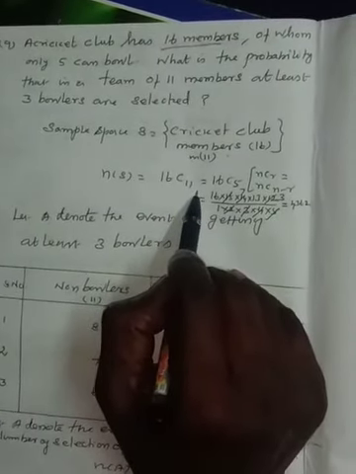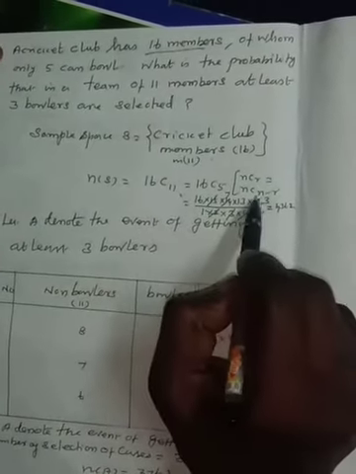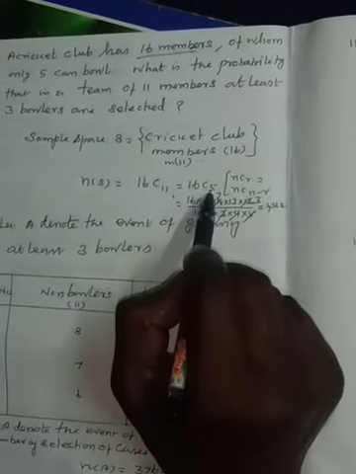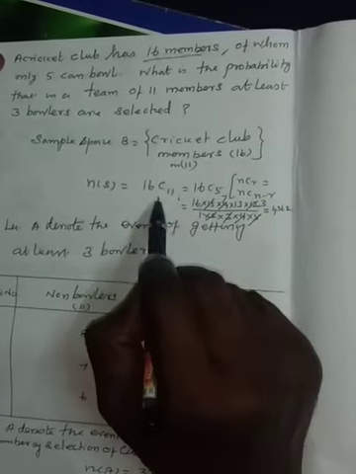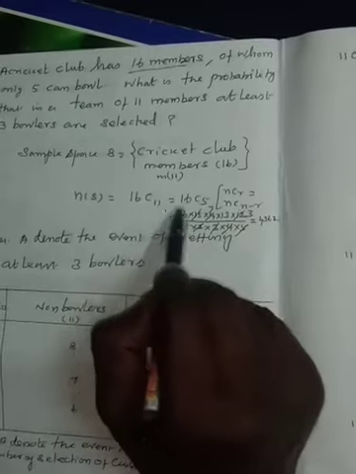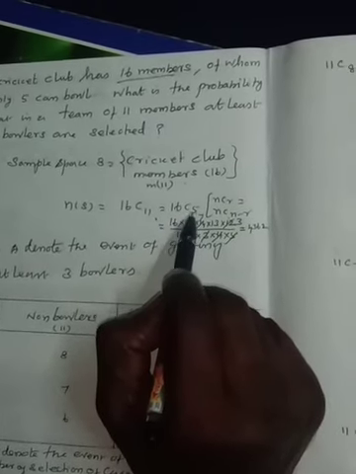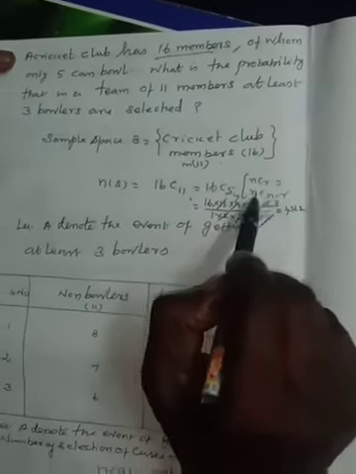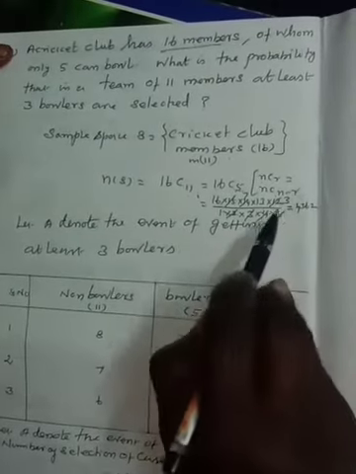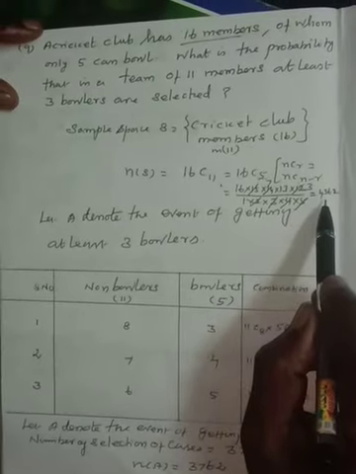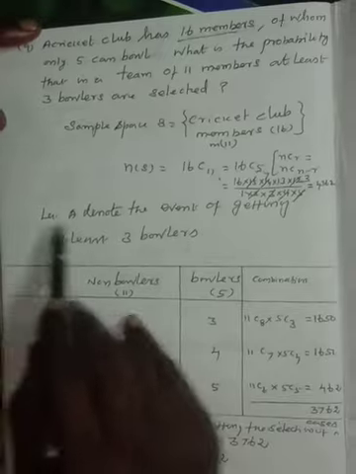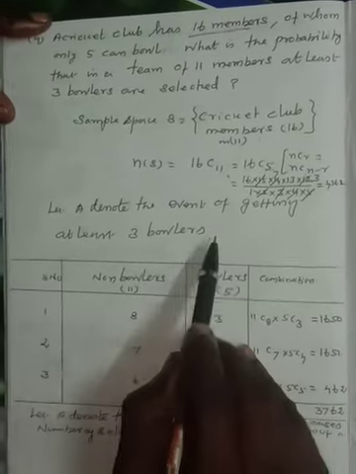We know that nCr formula. nCr is equal to nC(n minus r). 16C11 is 16C(16 minus 11). 16 minus 11 is 5. So 16C5 is 4,362. Okay. Now let A denote the event of getting at least 3 bowlers.